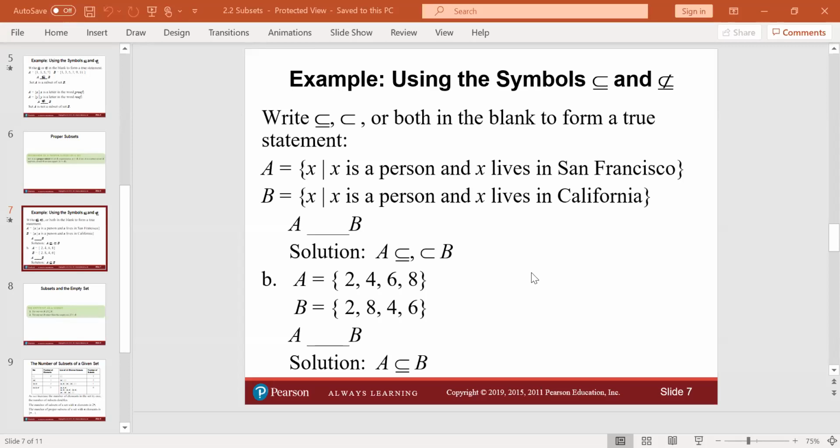We left off last week talking about subsets. We were talking about set theory. We had a lot of fun. Set theory is a lot of fun.